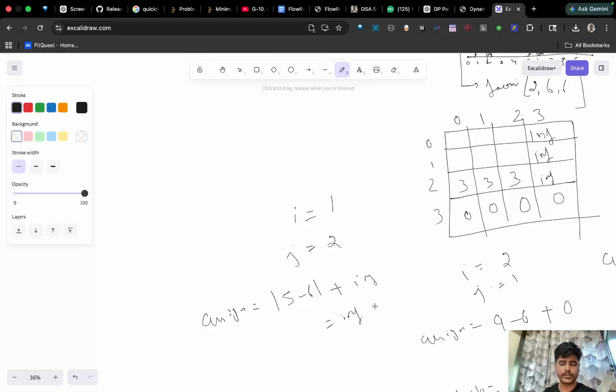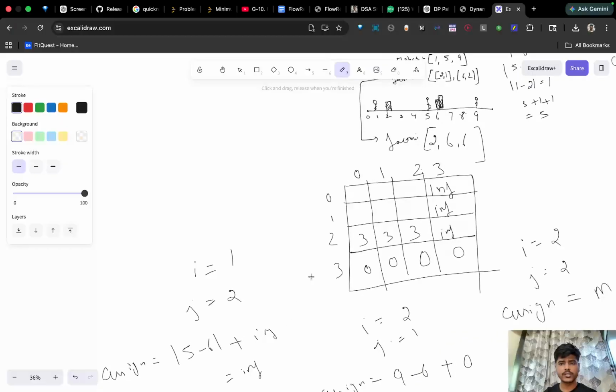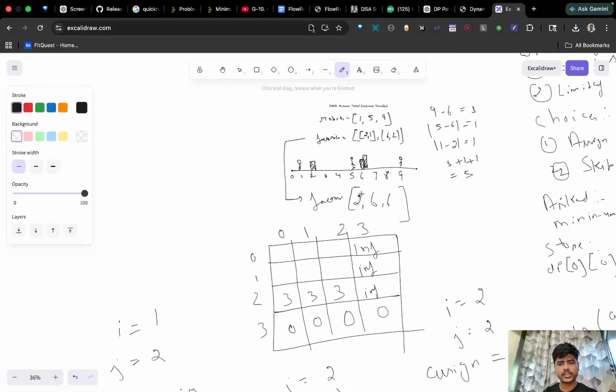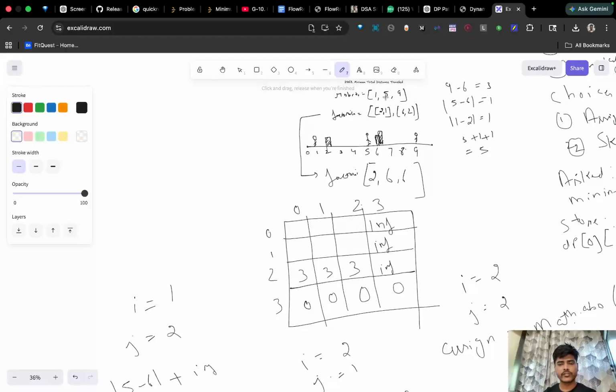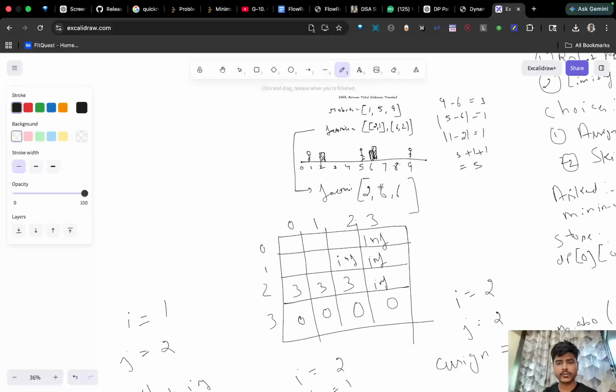So the assign answer becomes infinity. And why is it infinity? Because the third factory is already assigned to the third robot at position number 9 in this row here. So the answer for the second robot, if we try to assign the second robot to the third factory, is infinity. It means we are never going to be able to assign the second robot to the third factory, because the third factory is already assigned to the third robot here at position number 9.